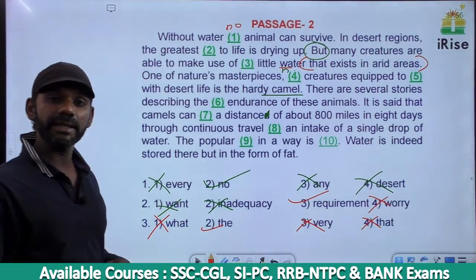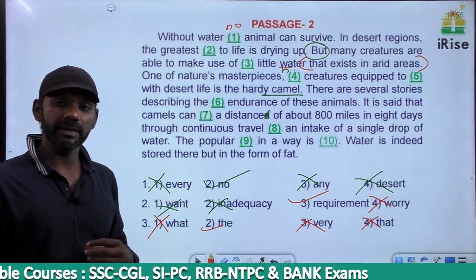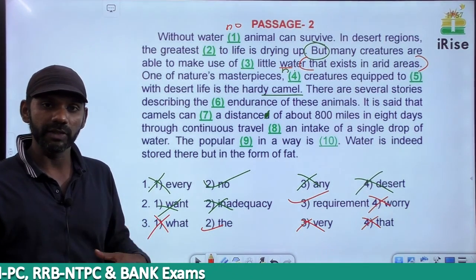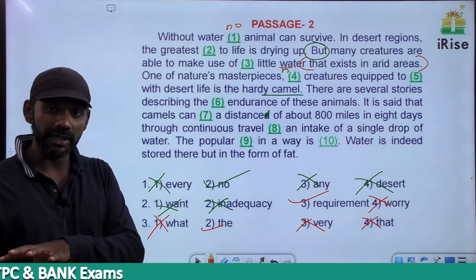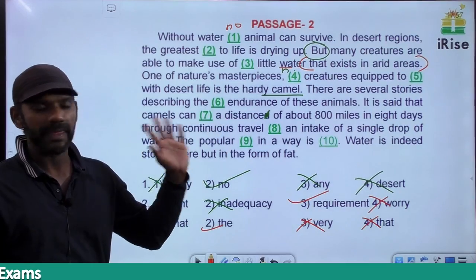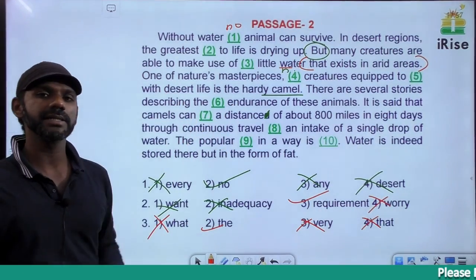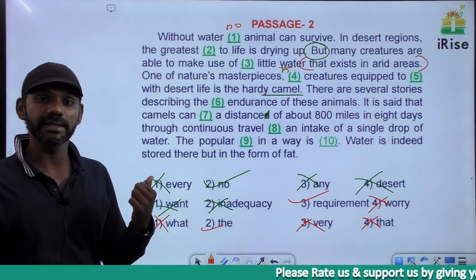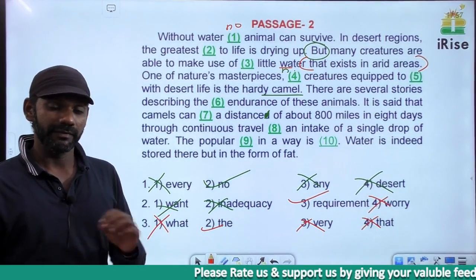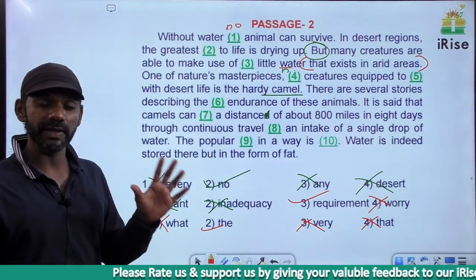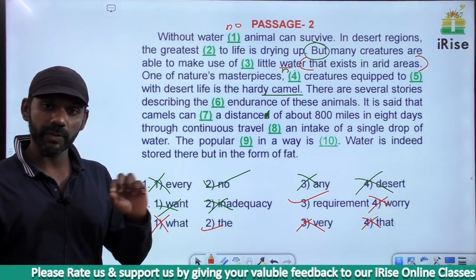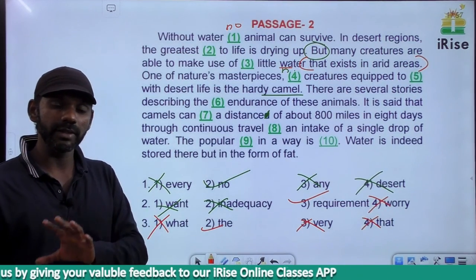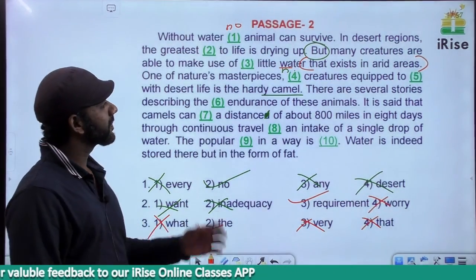Because no animal can survive without water. For every animal, water is compulsory. Every animal needs water to survive, and the greatest requirement to life, which is water, is drying up. Then it says, but many creatures are making use of the little water that exists in arid areas. Now the sentence makes sense. Got it? Without water, no animal can survive. So what is the greatest requirement to life? And the greatest requirement to life is drying up. It means there's no water. But some water is there. The little water is being used by many creatures.